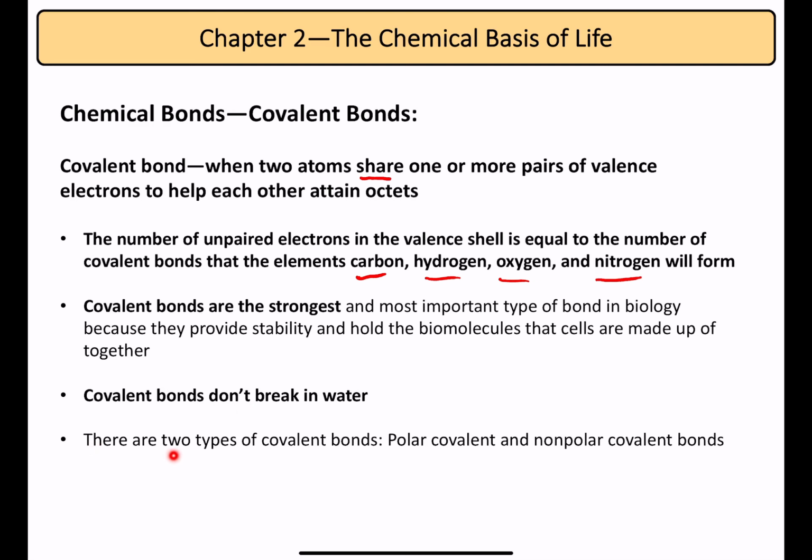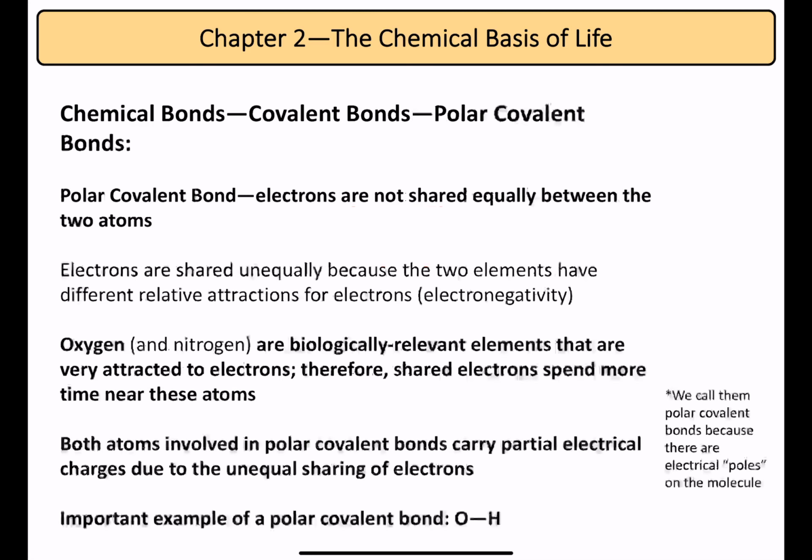And as we move forward, we're going to see that there are two different types of covalent bonds. The first is known as polar covalent bonds, and the second is known as nonpolar covalent bonds. Here we're going to talk about the first type, polar covalent bonds.